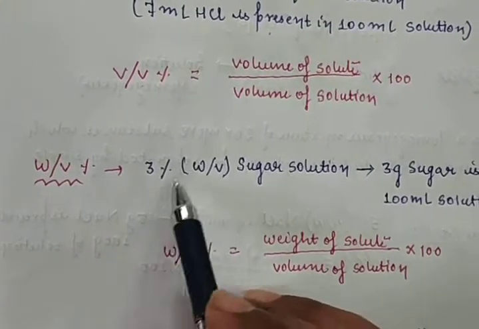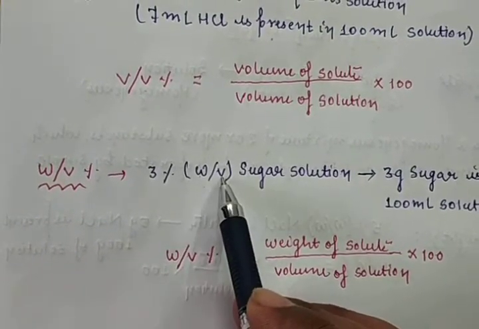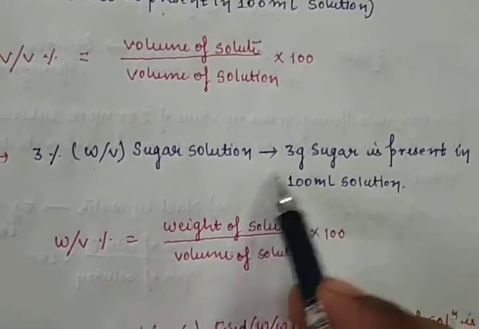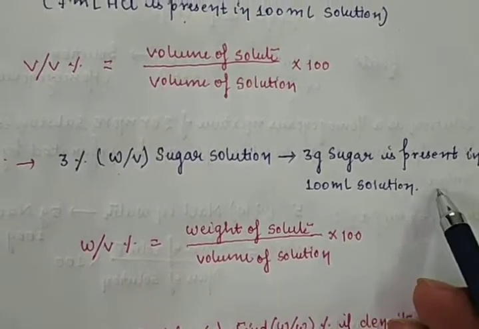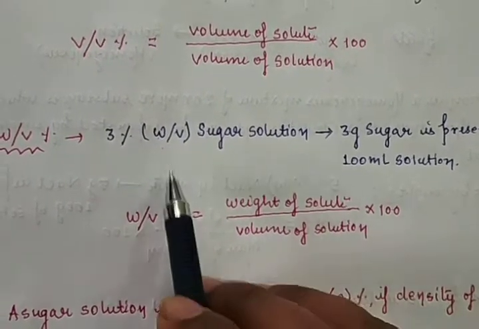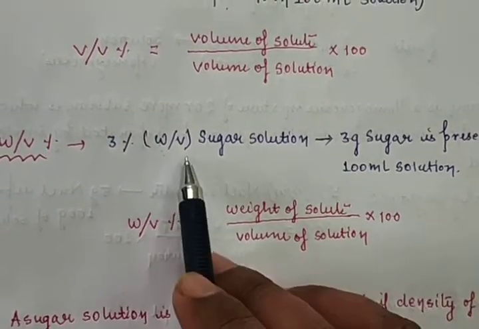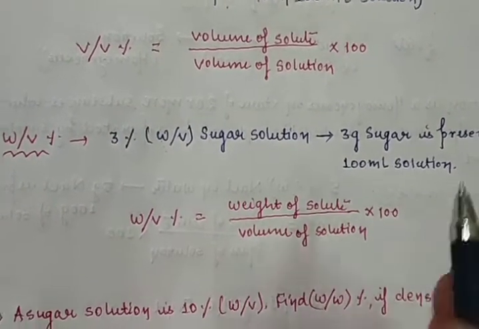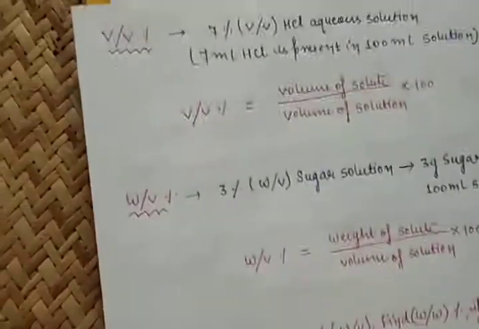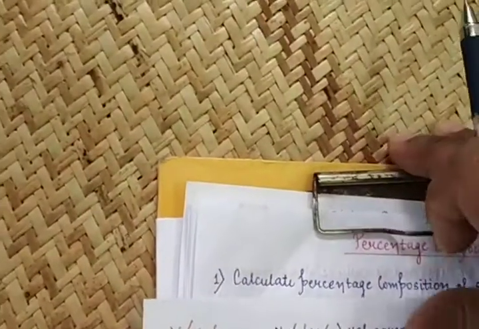A 3% W by V sugar solution, what is the meaning? W means weight and V means volume. So 3 gram of sugar is present in 100 ml of solution. Now the simple formula, W by V percentage is weight of solute, because W is first, divided by volume of solution, into 100. Now here again the question is there, so just wait.